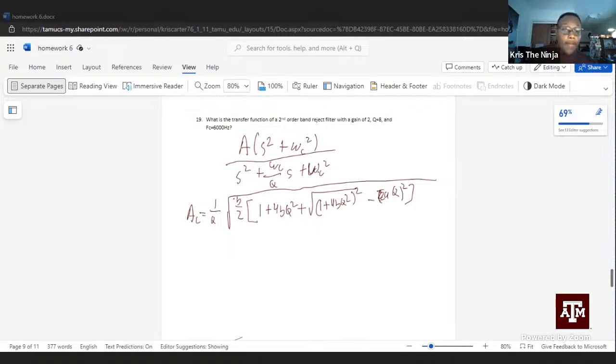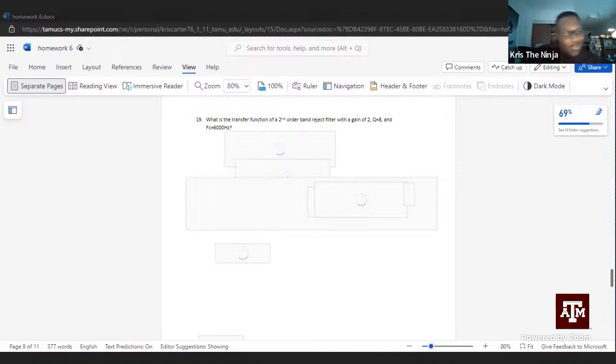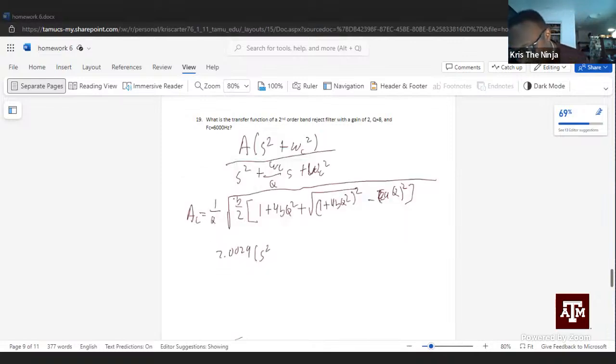2.0029 times s squared. I'm not solving. Don't ask me to solve for that. I'm not solving for s. I did it when I was in 350. I'm not doing it now. I'm not doing it again. Who do they think I am? A mathematician? No, I'm an engineer. Call my mathematician to solve this thing for me.